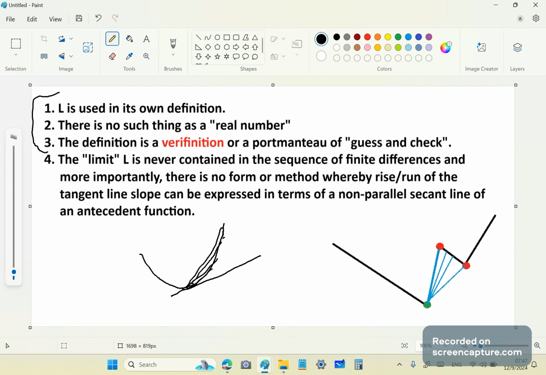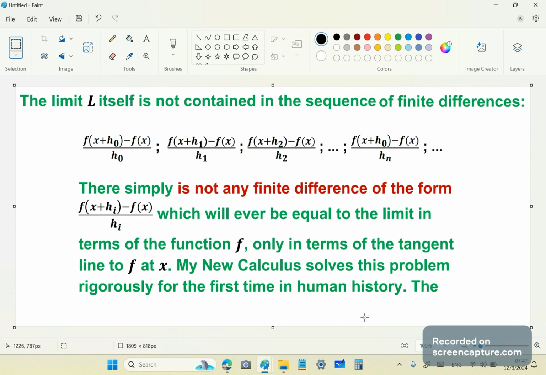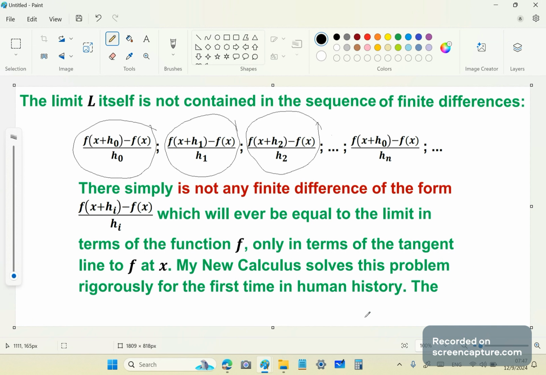There is no secant line finite difference. So for example, if you look over here, you might say, okay, this is the first secant line slope. First one, second one, third one, and so on. But there is no rise over run unless you're using the new calculus, of course, in which case there is.